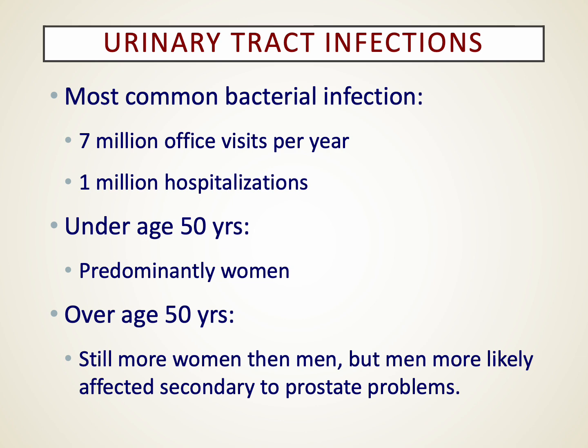We'll also talk about treatment of urinary tract infections, and this is a very common bacterial infection, particularly in women, and it accounts for, in office practice, outpatients, lots of office visits per year, and many hospitalizations as well. Under the age of 50 years, it's predominantly women. Over the age of 50, still more women than men, but men are more likely to have a problem with prostate as well. And for women, we're going to talk about complicated versus uncomplicated urinary tract infections.